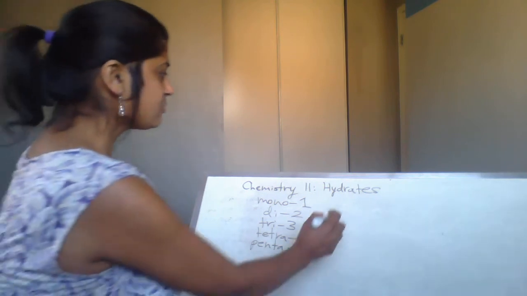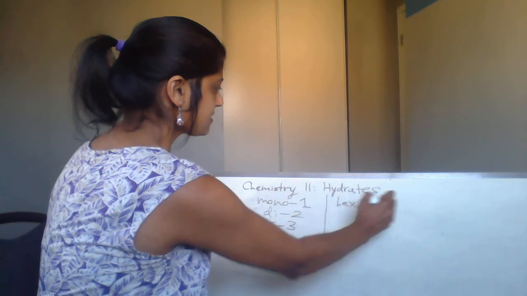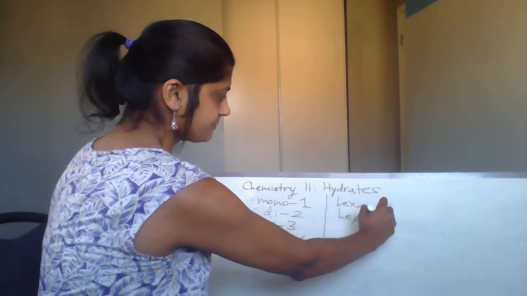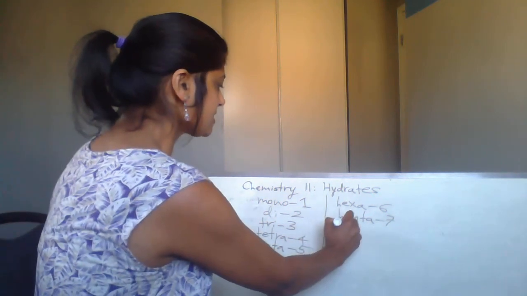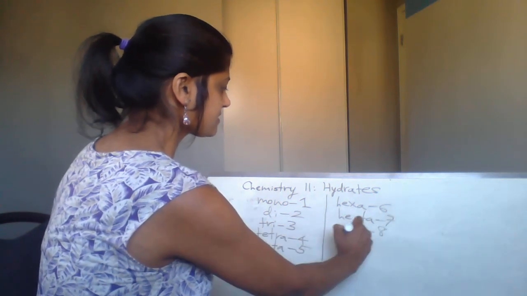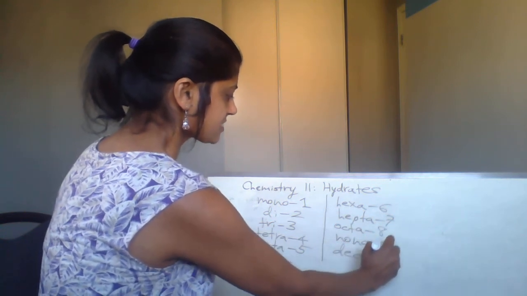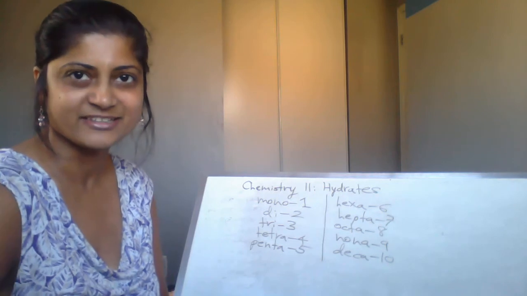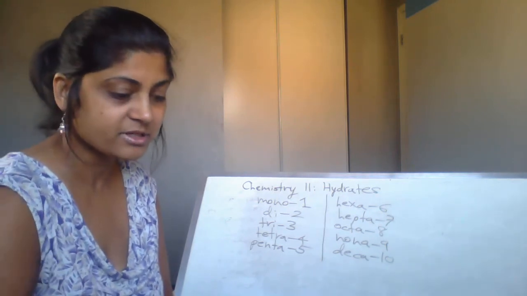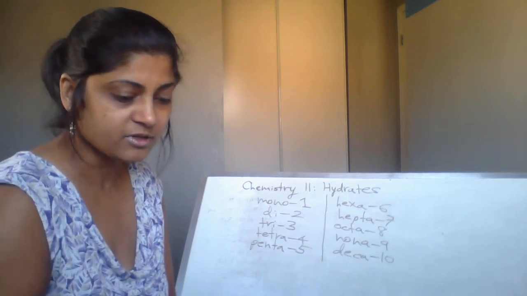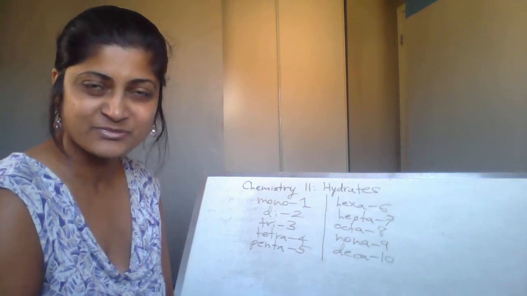I would make sure I am memorizing these. Hexa is 6, hepta is 7, and let's do it up to 10. Octa is 8, nona is 9, and deca, just like in math, represents 10. I would memorize them up to 10, because there can be any number of water molecules attached to any type of compound here.